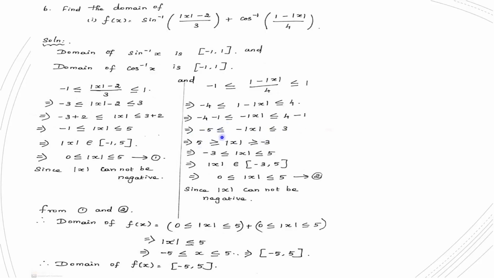This less than or equal to sign is changed into greater than or equal to. This minus modulus of x is changed into modulus of x. This 3 is changed into minus 3. So if we rewrite this, here minus 3 less than or equal to modulus of x less than or equal to 5. This means modulus of x lies between minus 3 to 5.